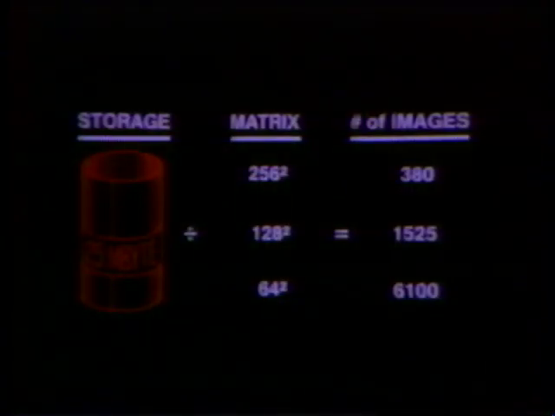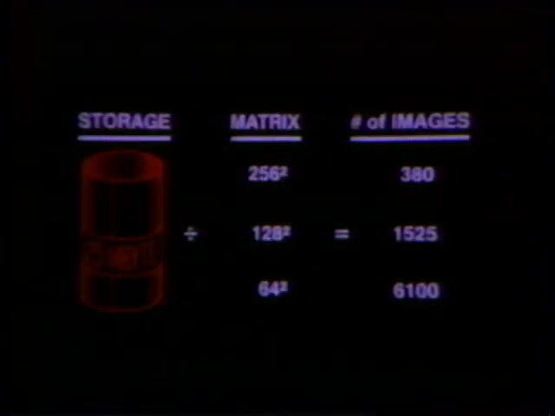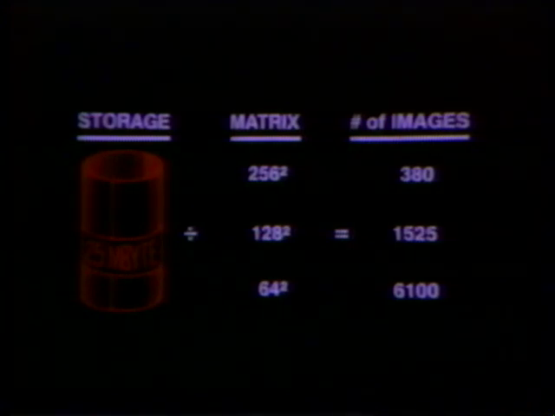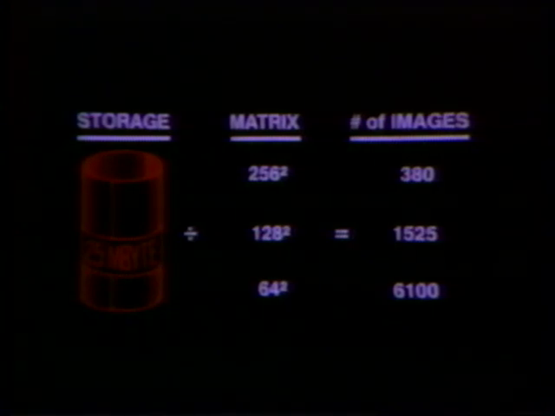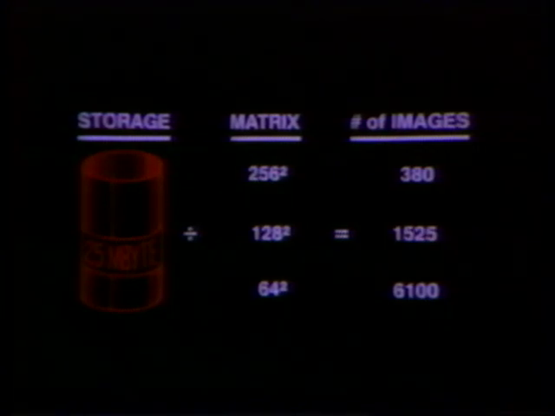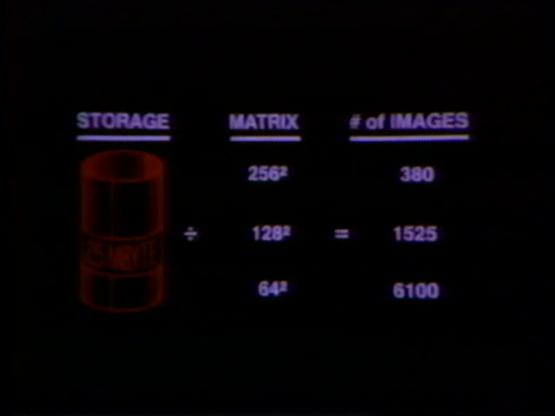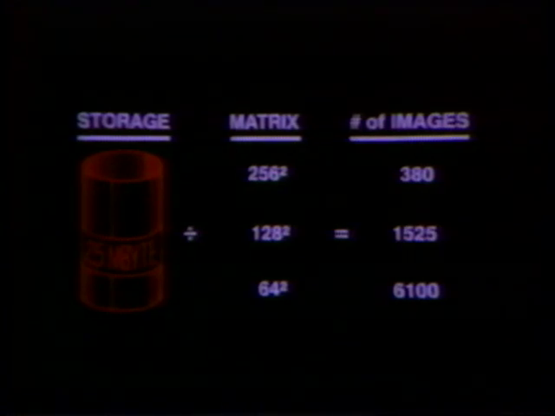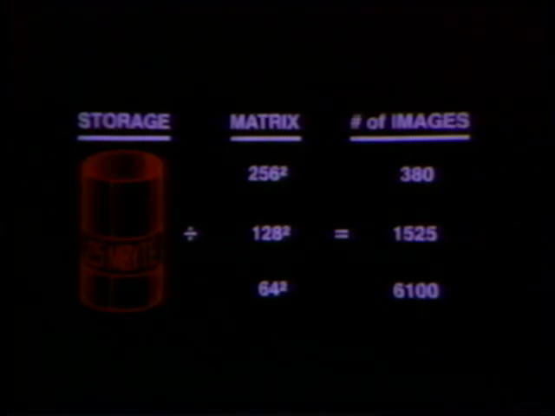If an image is acquired into a 256 by 256 matrix in the computer, the image would require 65K bytes of space on the disk for storage. Therefore, a 25 megabyte disk could store approximately 380 separate images.